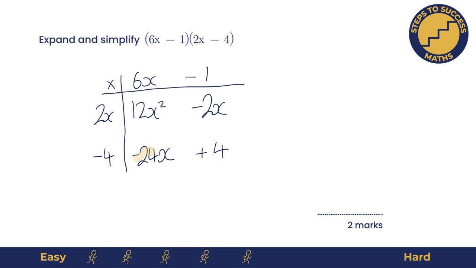Now let's tidy it up. So we've got 12x squared, then we've got negative 2x and negative 24x, so that's negative 26x, and we've got plus 4 at the end.